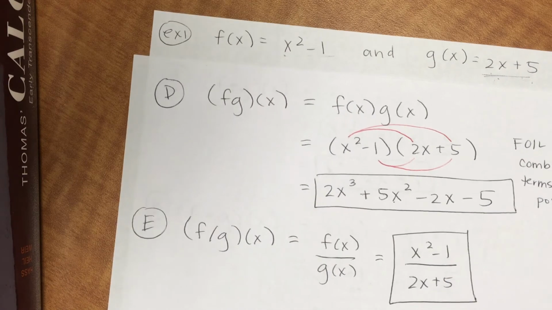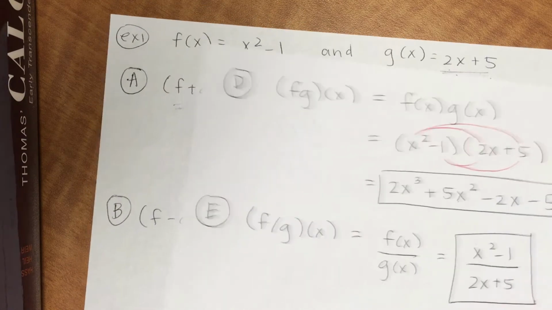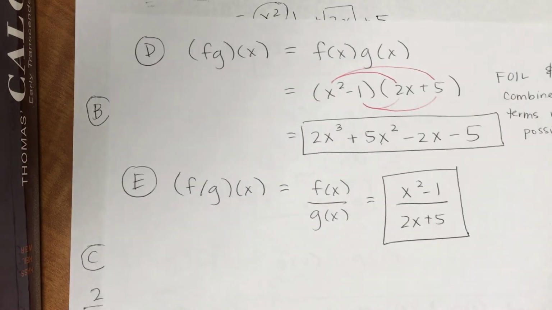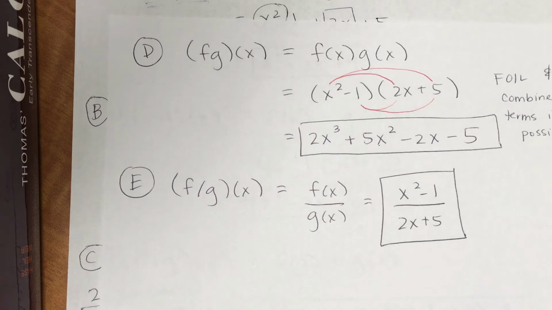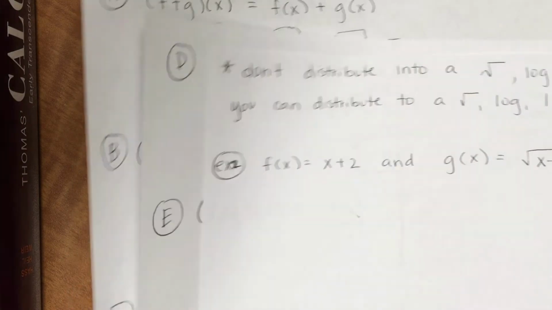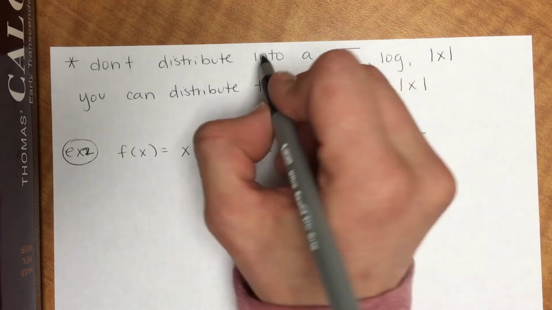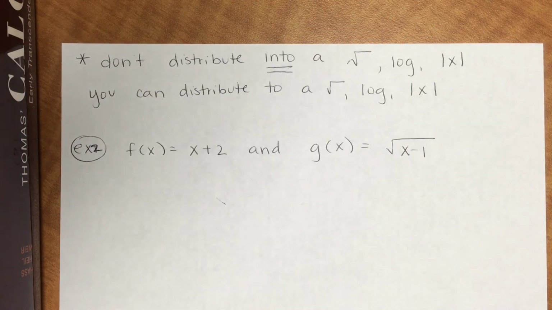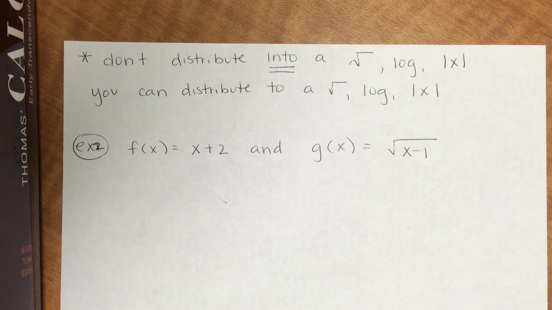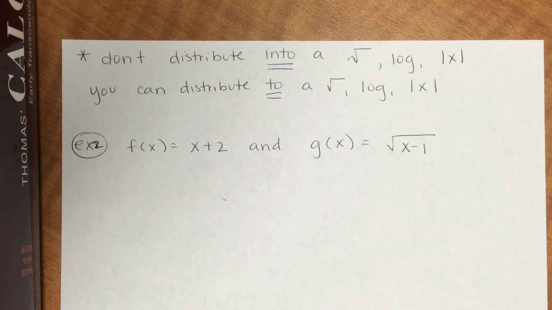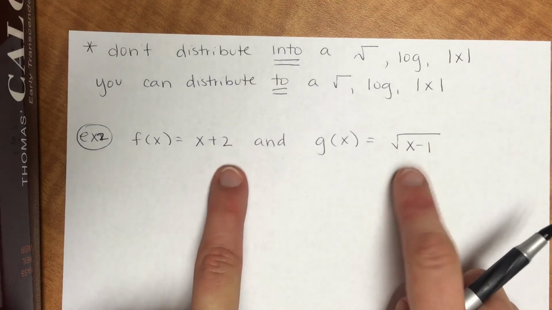Okay, so I'm done with this example. So we've done one straightforward with polynomials, adding, subtracting, multiplying, and dividing. Let's talk about this rule real quick, and then we'll come back to that. Don't distribute into a square root, a log, absolute value, but you can distribute to a square root, a log, and an absolute value. And I know that sounds picky, like it doesn't make sense because it's the same thing. But let's do an example so you can see what I mean.